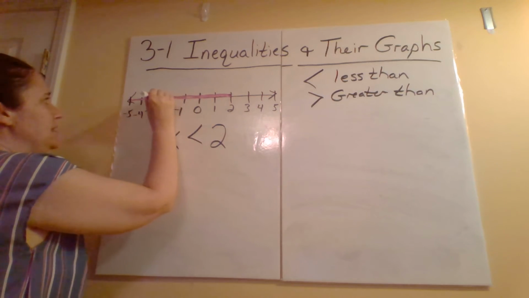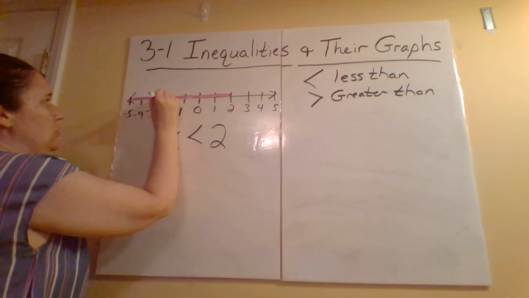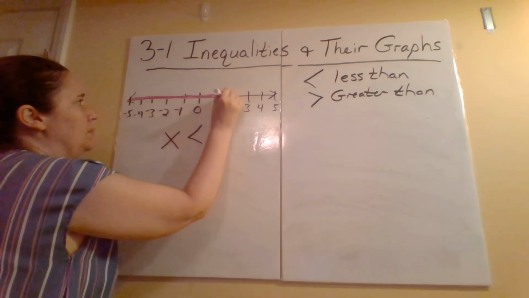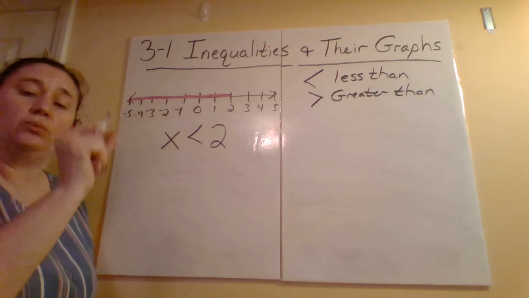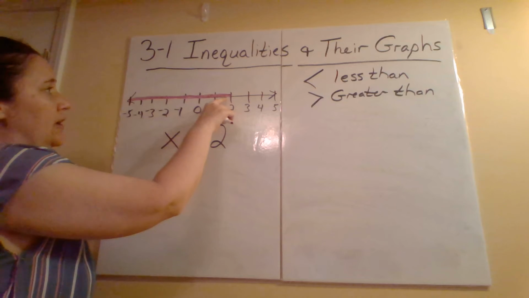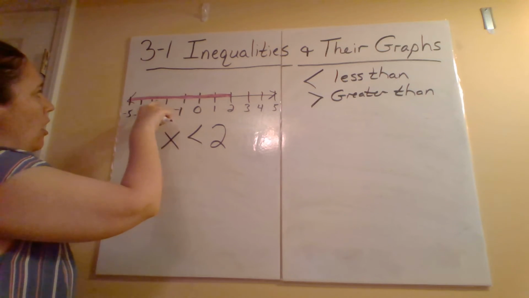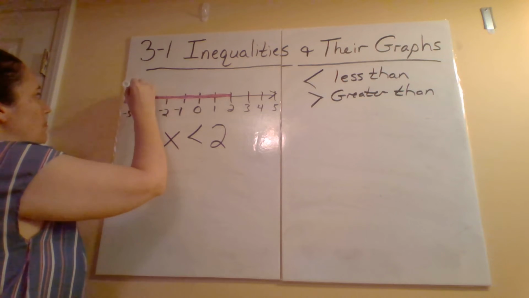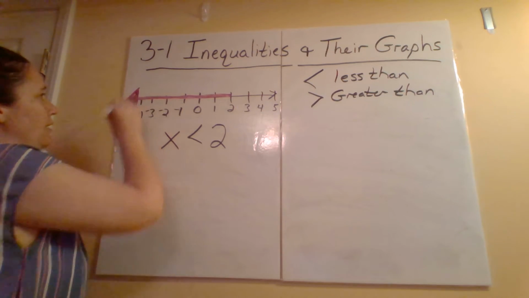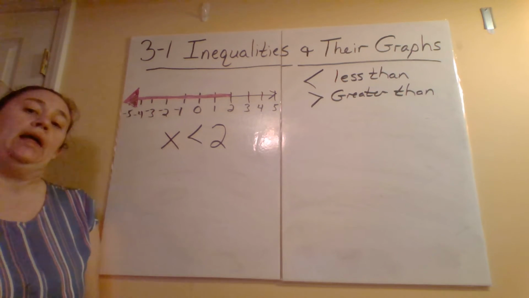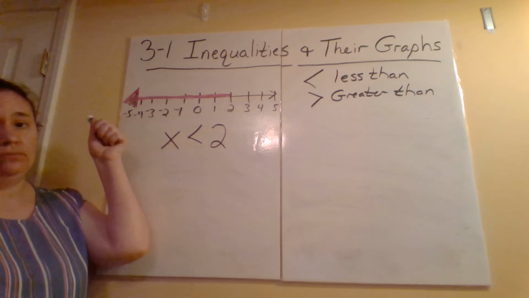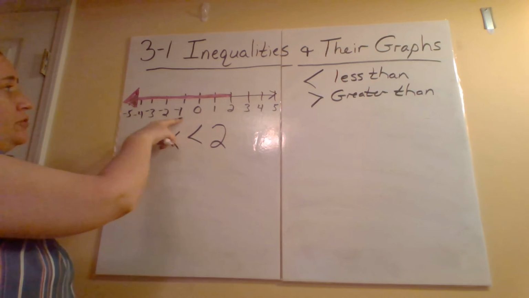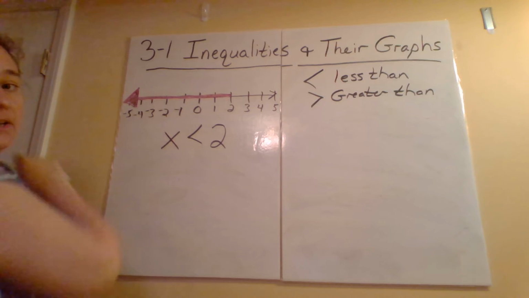I'm drawing a nice thick line. You can either use a marker or a colored pencil or a crayon, or you could just use a really thick pencil. Just draw a thick line from 2 all the way to the end of the number line, and draw a big, colorful arrow at the end to show which way is less than 2. These are all of the numbers that are less than 2.